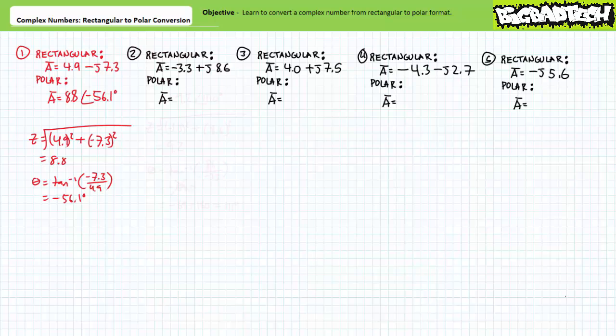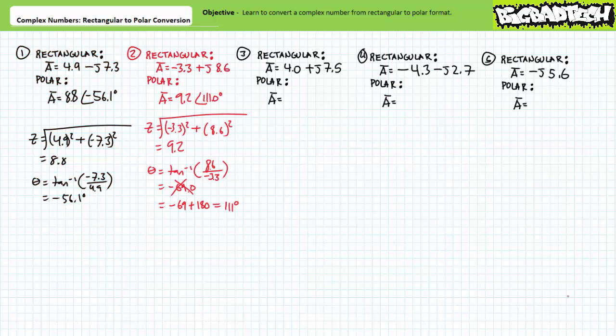as we'd expect. For our second example, negative 3.3 plus j 8.6 is roughly equivalent to 9.2 at an angle of 111 degrees. Note rectangular format would place us in the second quadrant and necessitates active intervention on our part to arrive at an angle between positive 90 degrees and positive 180 degrees as we'd anticipate.